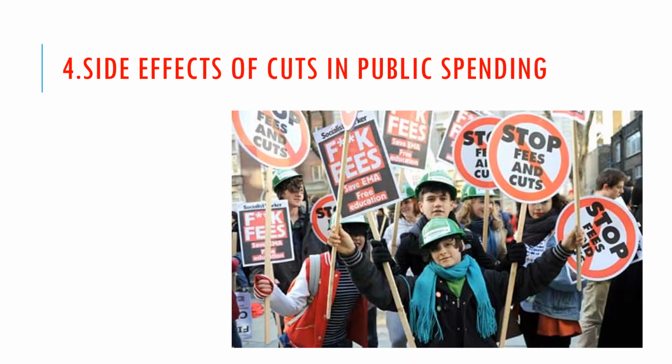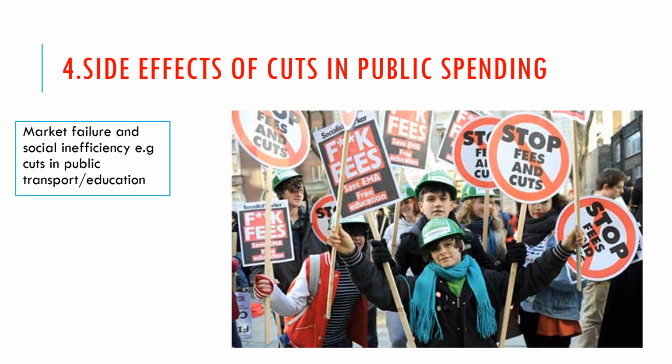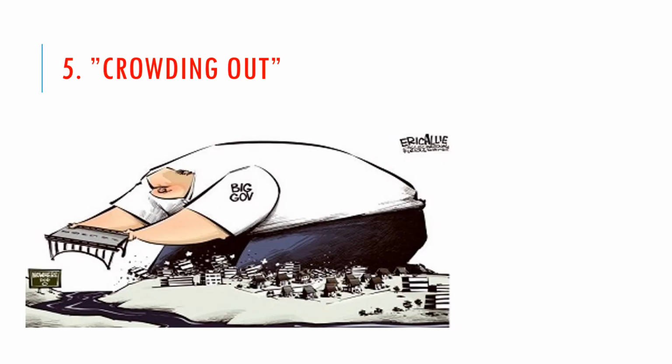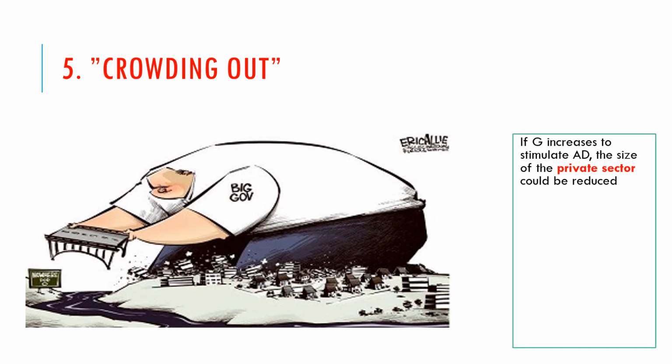Number four, if there are cuts to government spending to maybe reduce AD and control inflation, then we have to think about some of the side effects of cutting public spending. So it might lead to market failure or cause more social inefficiency. Number five is crowding out. If the government increase spending, often what they do is they would do that by borrowing lots of money.